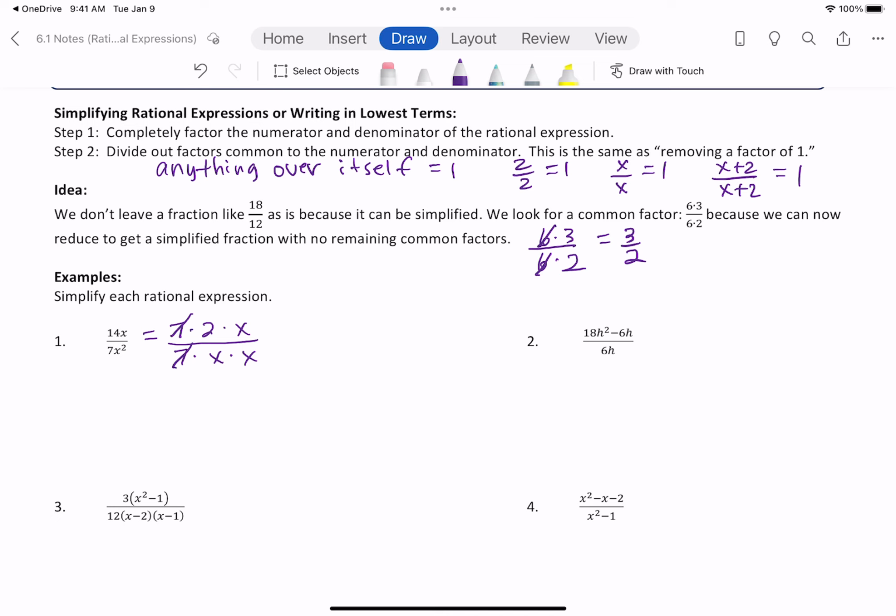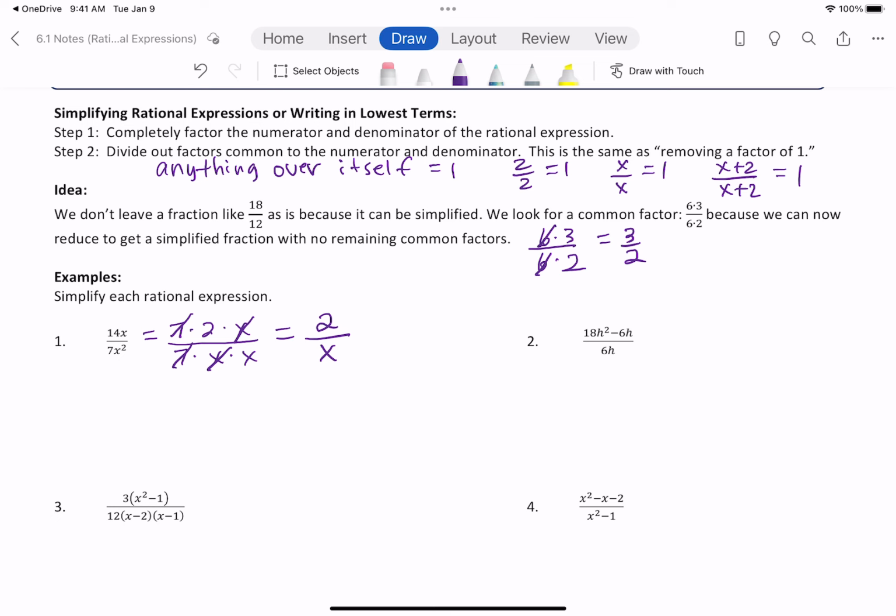And we also have an x to the first in the numerator and an x to the first in the denominator. Now, it is a one-to-one correspondence, so having one x in the numerator and 2 of them in the denominator, we can only reduce one of them as we did here. So what's left, in the numerator we have a 2, and in the denominator we have an x. So that is my simplified lowest term of that rational expression.